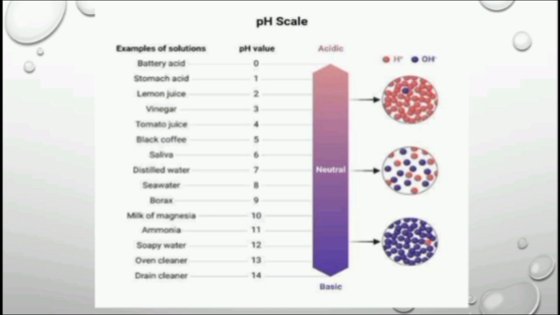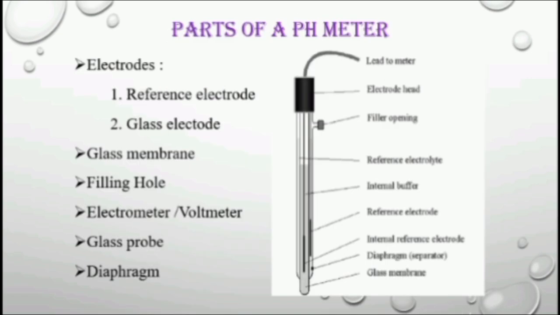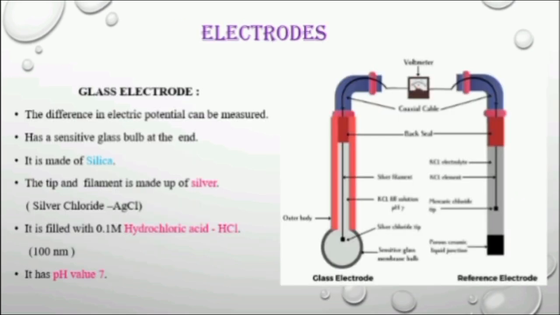Okay, now we are going to see what are the most important parts in a pH meter. First one are the electrodes. They are divided into two, reference and a glass electrode. Next one is the glass membrane, then the filling hole, then electrometer or voltmeter, then glass probe, and finally a diaphragm.